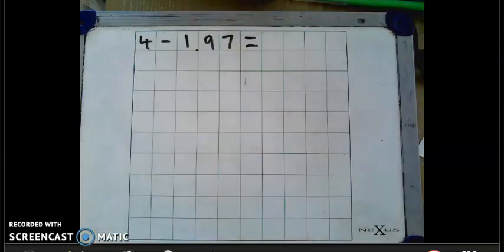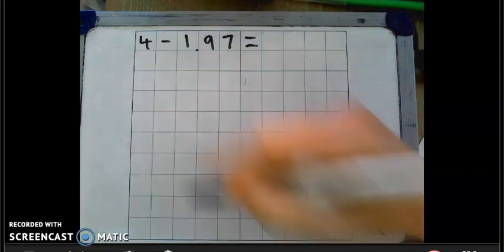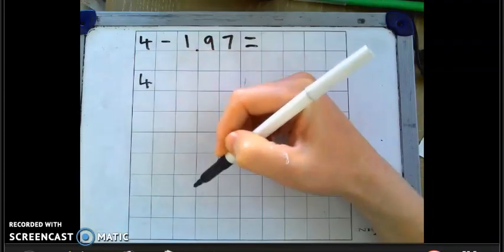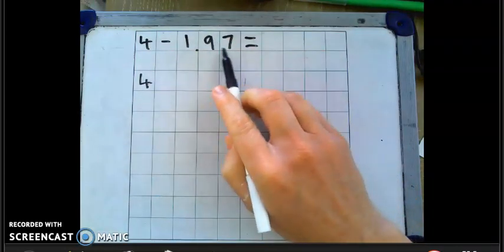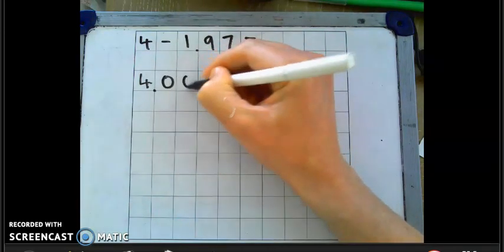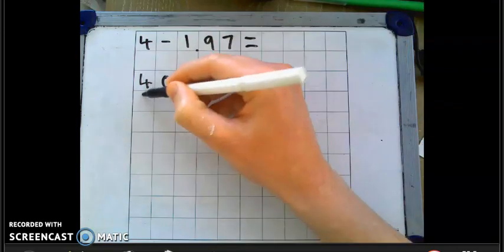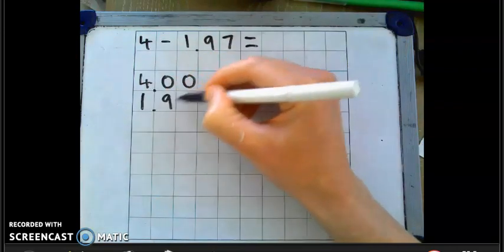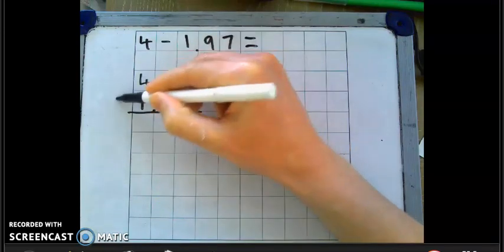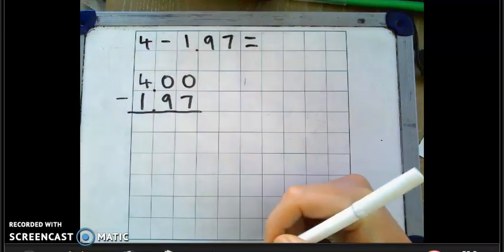Here's another example. This time we have 4 subtract 1.97. Let's use method 1. So 4 can become a decimal number. We have 2 decimal places, so let's add in 2 zeros, and then let's line up 1.97. And let's do our subtraction.